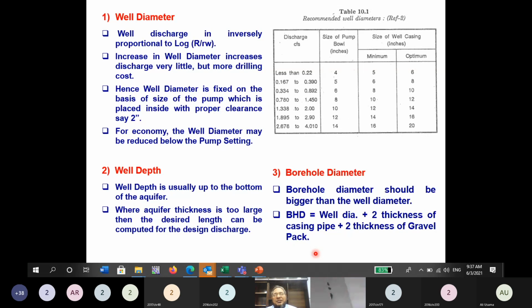So for installing a tube well या deep well, what should be the diameter of the bore hole? वो कितना करना है हमने diameter, वो इतना करना है ना, जितना well का डाया है plus twice thickness of casing pipe plus twice of thickness of gravel pack. और gravel pack की कितनी thickness होती है वो that we will discuss maybe after 5 minutes.